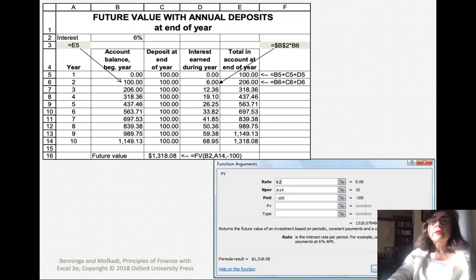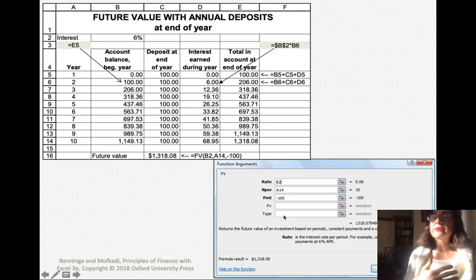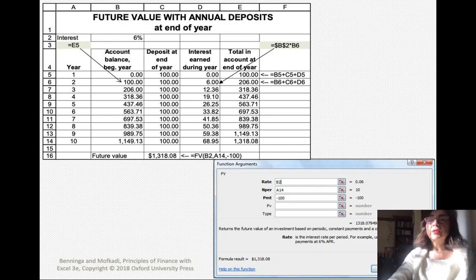So you can also create this same chart with Excel using the end of year calculations and Excel's future value function. But again, with this, you are going to leave that type either blank or you're going to enter 0 in there to make sure that it calculates the value correctly for you.